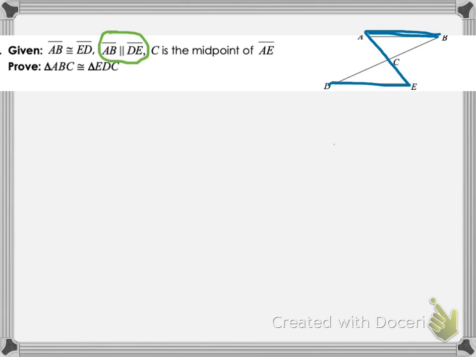What that means is we can look for alternate interior angles that are congruent. And these are alternate interior angles. And then from the previous statements, we know that AB and ED are congruent, and that C is a midpoint, which makes these sides congruent. So you can see here we've got side, angle, side.